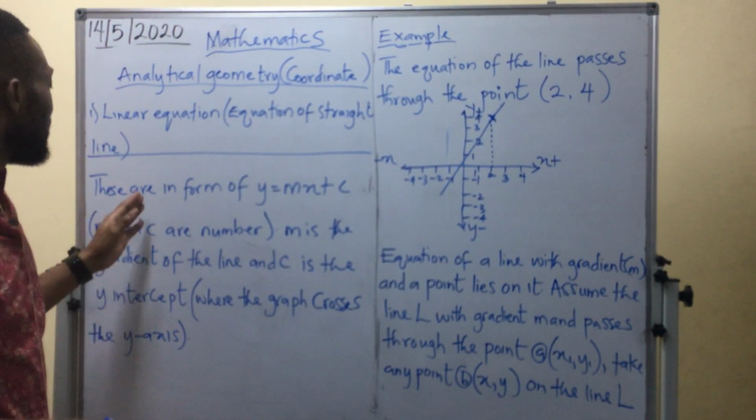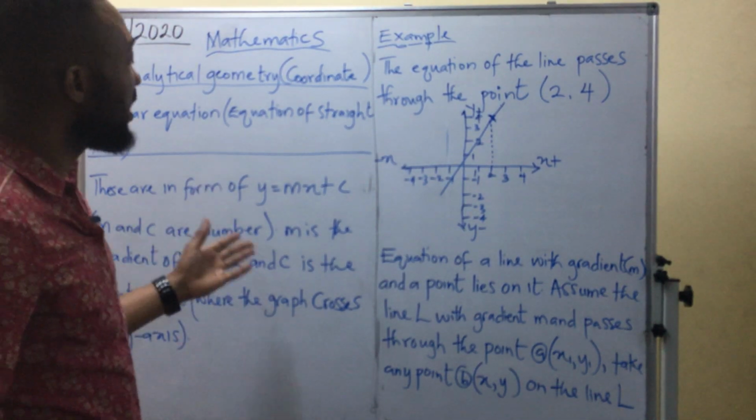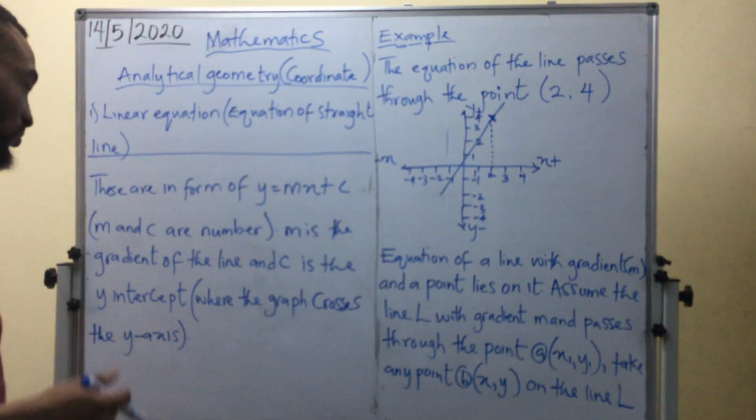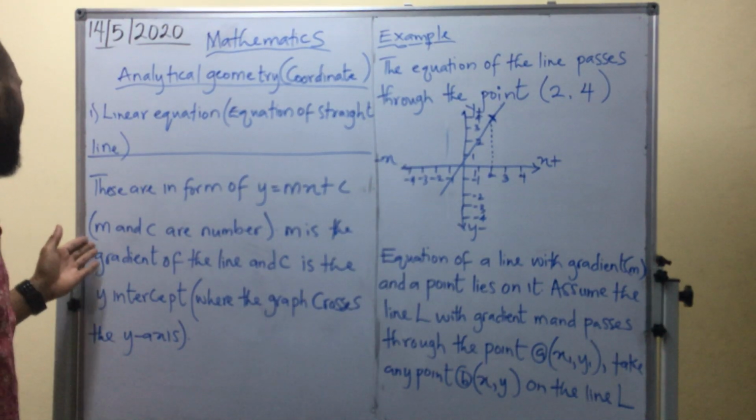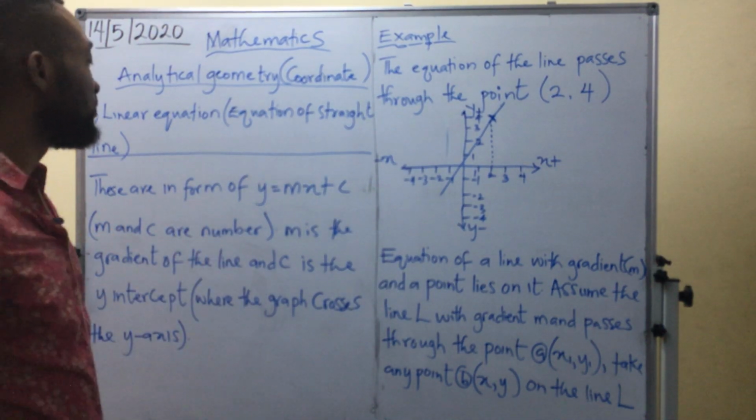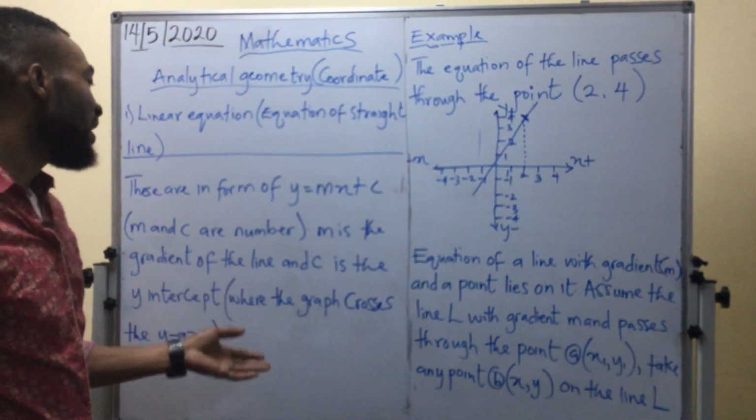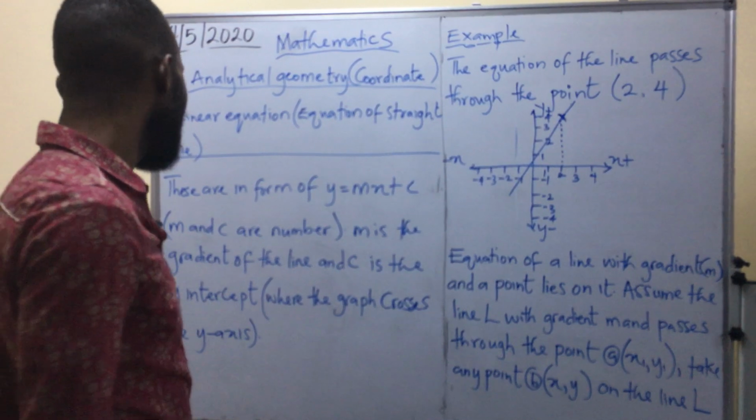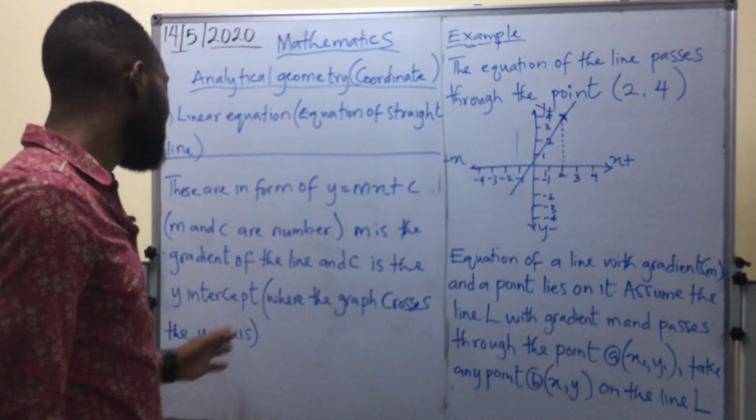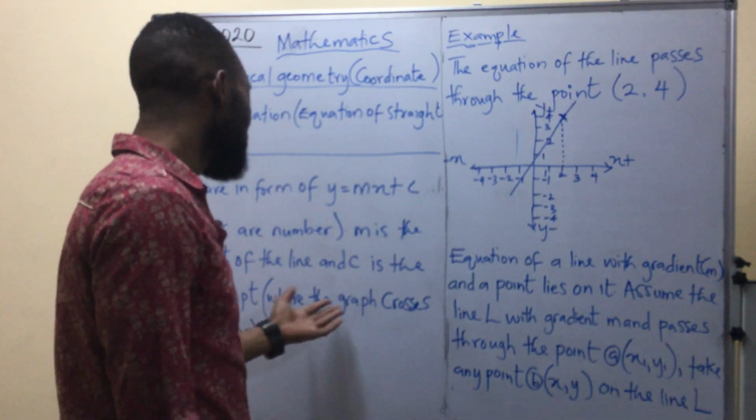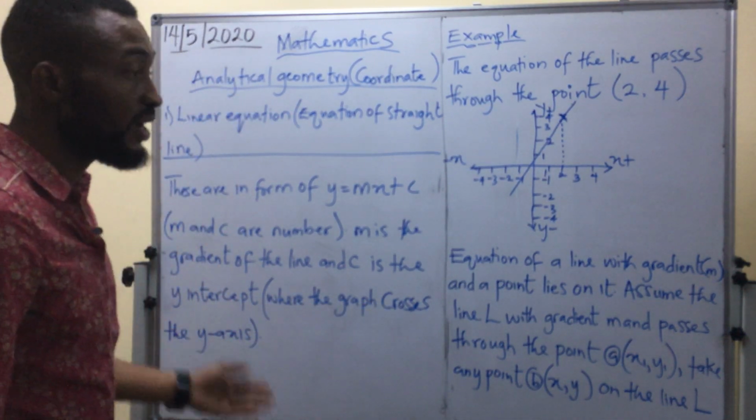It says these are in the form of y is equal to mx plus c. m and c are numbers, whereby m is the gradient of the line and c is the intercept on the y-axis. That is where the graph crosses the y-axis.